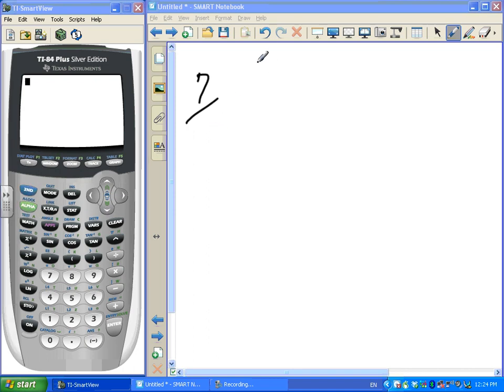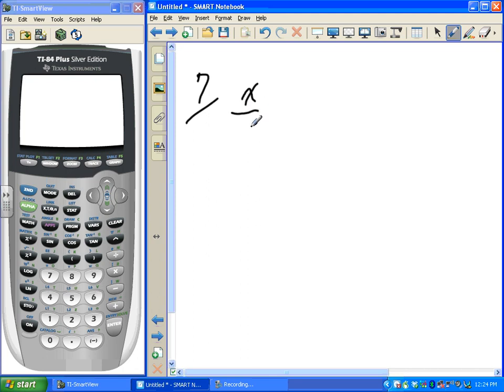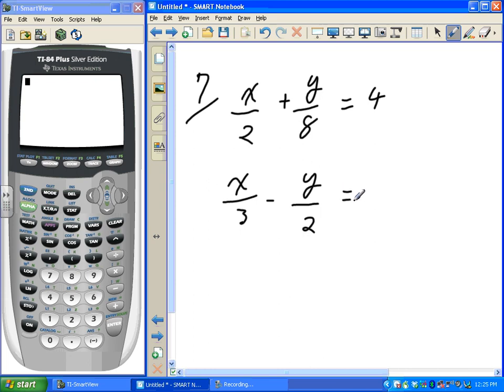We won't get to 8. X divided by 2 plus y divided by 8 equals 4. X divided by 3 minus y divided by 2 equals negative 2. So when you guys look at this, you see a relatively complicated question. What I'm going to tell you guys is this is actually quite easy.